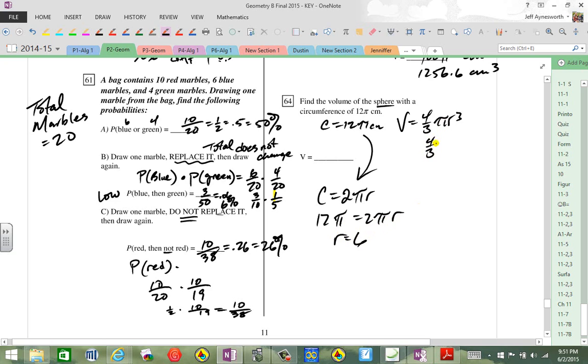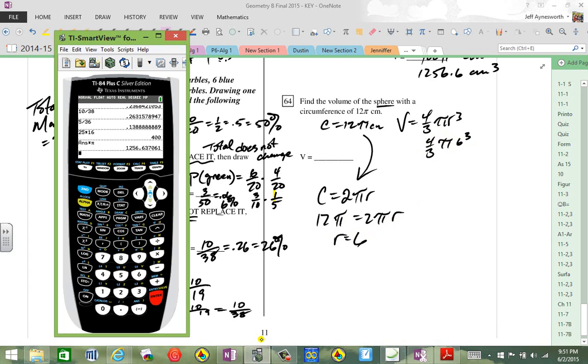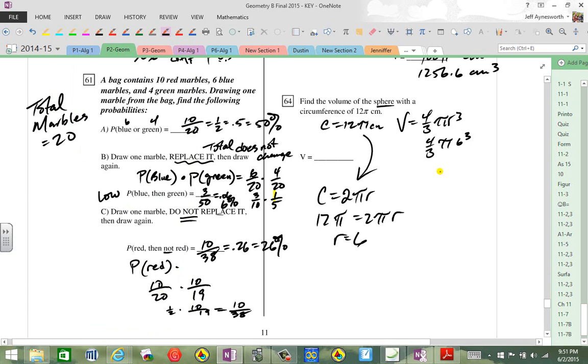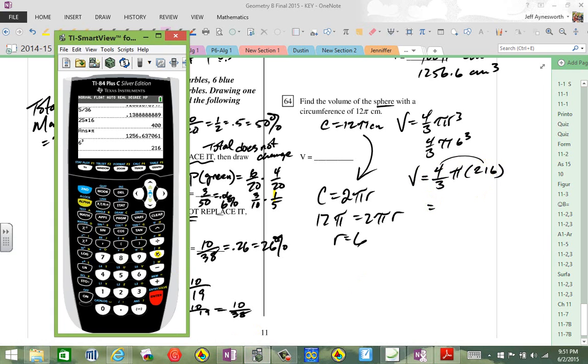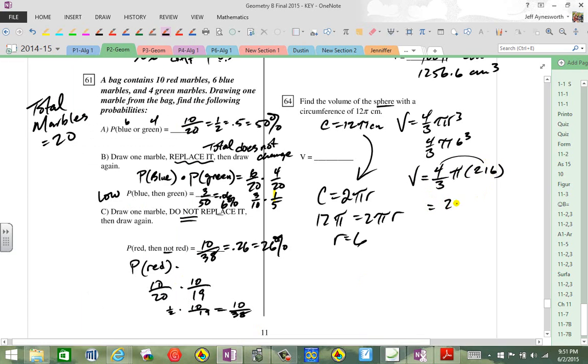So you take 4/3 times pi times 6 cubed. Sounds like we did this already. So what is 6 cubed? 6 raised to the 3rd power should be 216. So 4/3 times pi times 216. 216 times 4, divided by 3. All right, it's 288. So 288 pi is the volume.